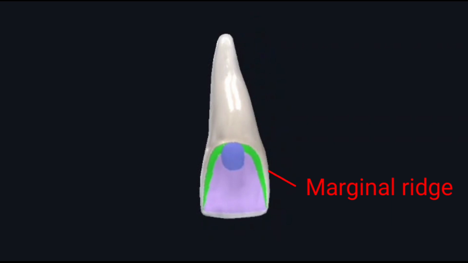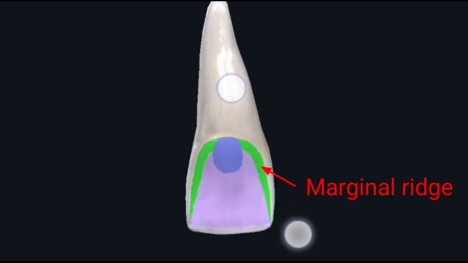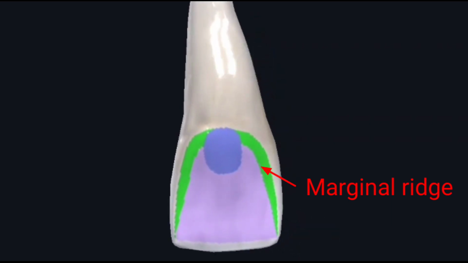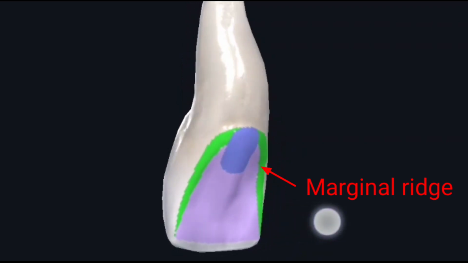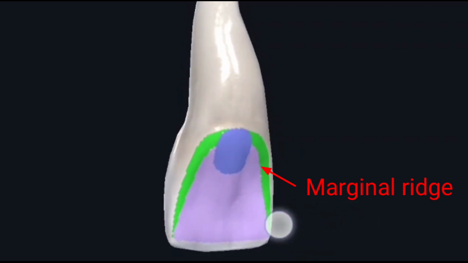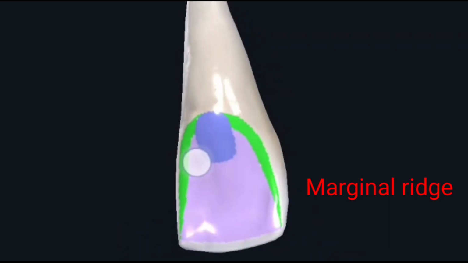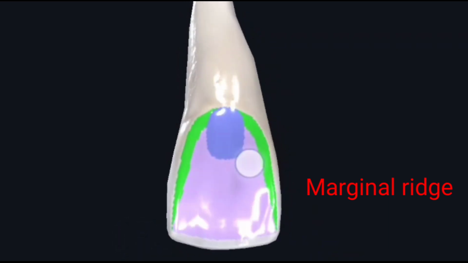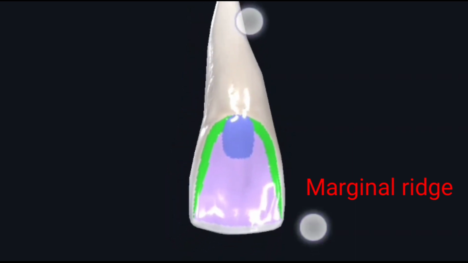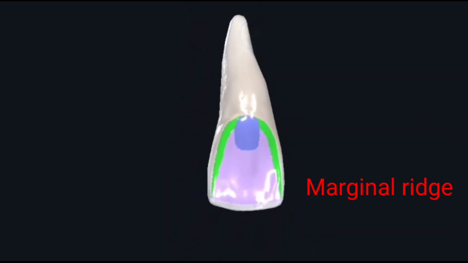The marginal ridges are the curved elevation found along the lingual surface of the maxillary central incisor tooth. They consist of a mesial marginal ridge and a distal marginal ridge. The marginal ridges form the mesial and distal boundaries of the lingual fossa of the maxillary central incisor tooth.